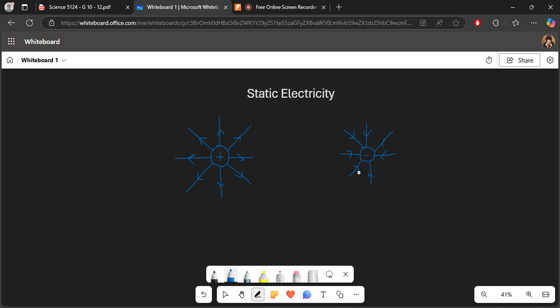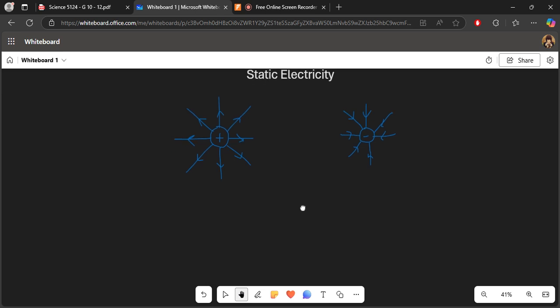Yeah. This is one thing you should take note of. Positive charge, arrows go outwards. Negative charge, arrows go inwards. Because the charges, in air quotes, go from positive to negative. Yeah, the electric field goes from positive to negative. That's its direction.